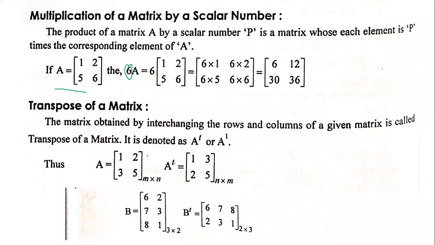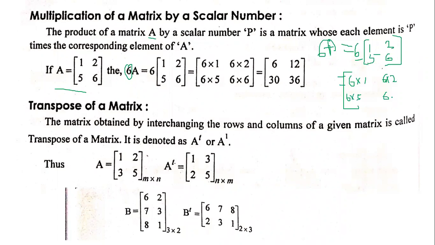Okay, so let us understand multiplication of a matrix by a scalar number. Now, a scalar number is only one number. The product of a matrix A by a scalar number P is the matrix whose each element is P times the corresponding element of the matrix. What they're simply trying to say is, if A is a matrix with 1, 2, 5 and 6, and you want to find 6A, which is 6 into this matrix, you have to multiply 6 with each of the elements. That is going to be 6 into 1, 6 into 2, 6 into 5 and 6 into 6.